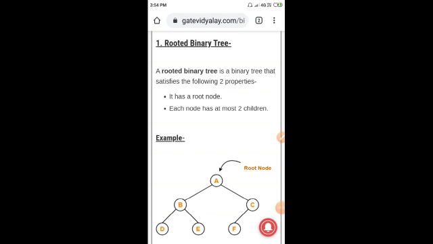So what is a rooted binary tree? A rooted binary tree is a binary tree that satisfies the following properties. So what are the properties? It has a root node, and each node has at most 2 children. At most 2 children means either 0 or 1 or 2. That tree we have to call a rooted binary tree. So this is an example.